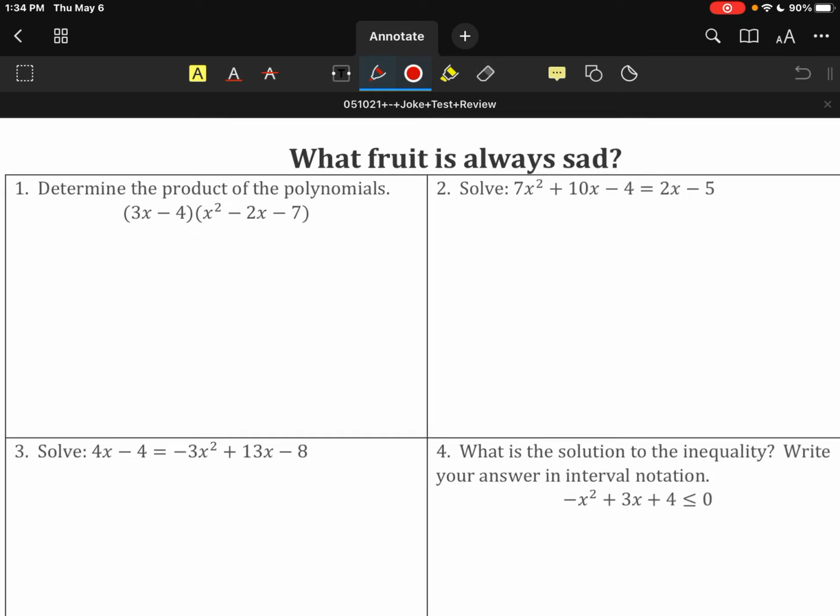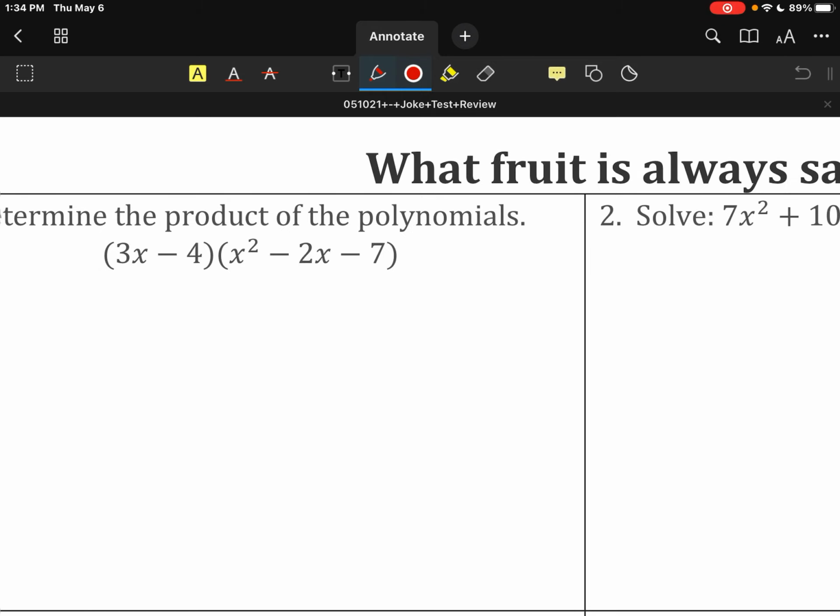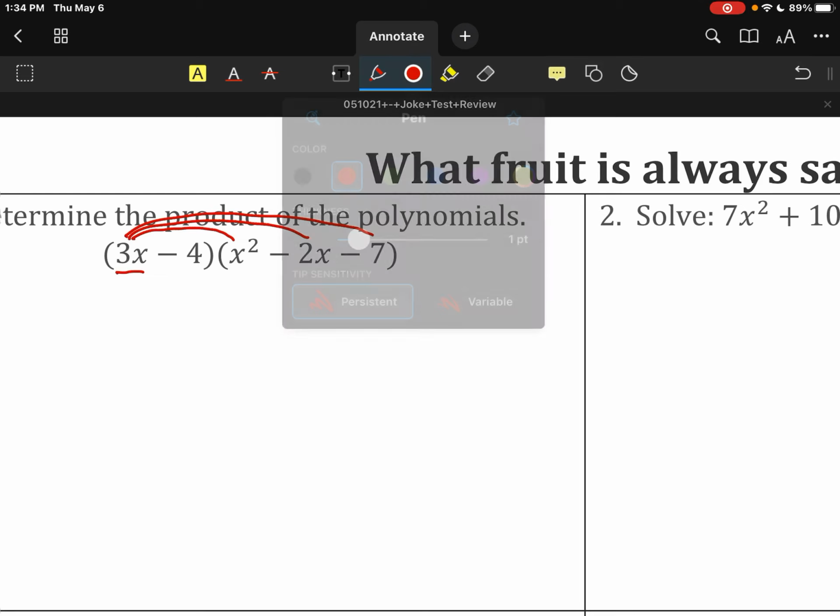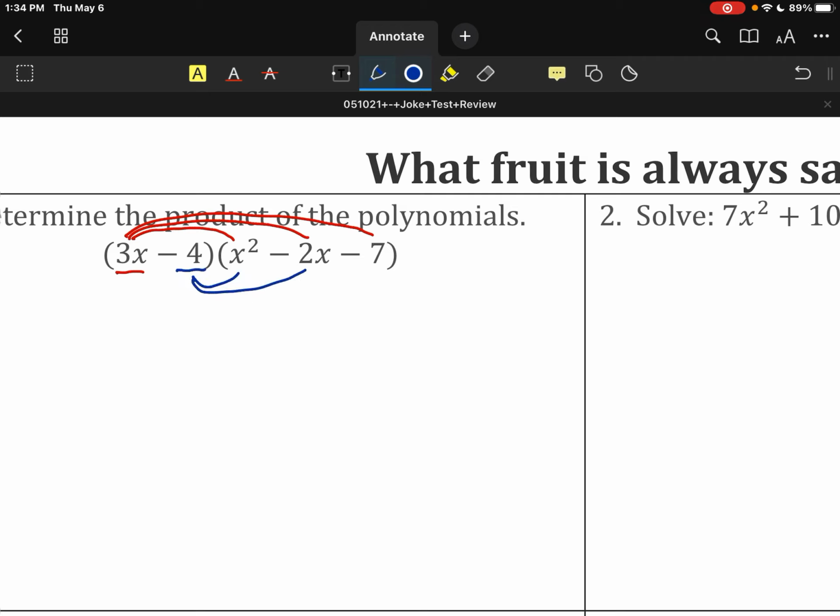This first one, remember it's just all multiplying. So you multiply this 3x times everything in the other parenthesis. Okay. So you multiply all those, and then you multiply the -4 times everything as well. So you should have 6 terms, and then anything that has variables, like an x squared or an x, you add together to simplify it down.